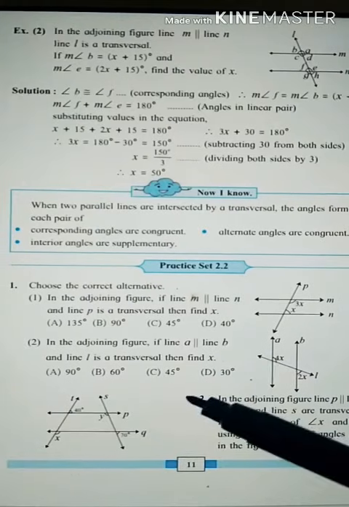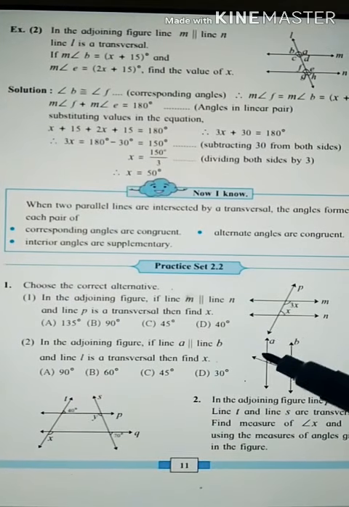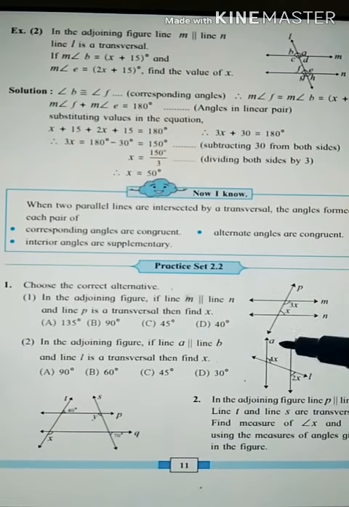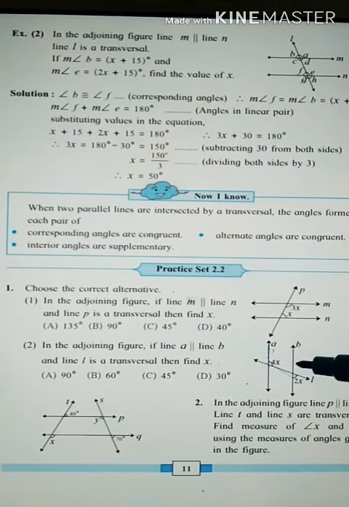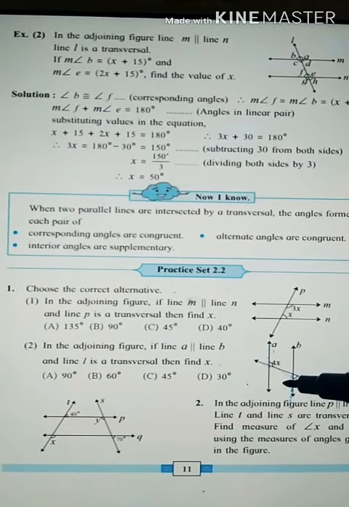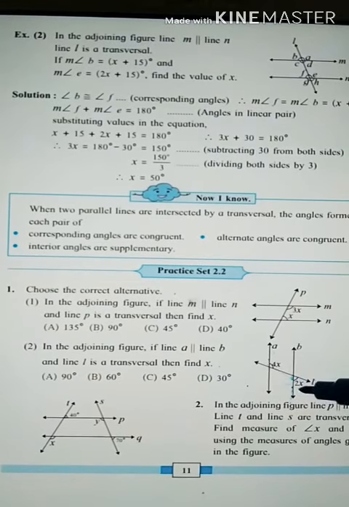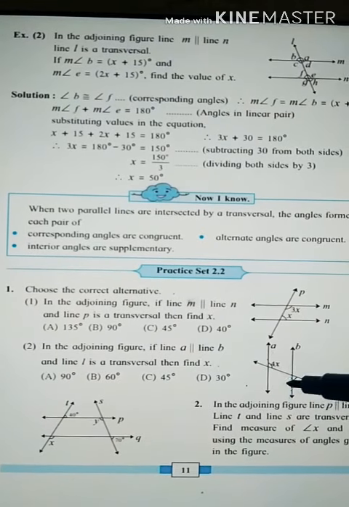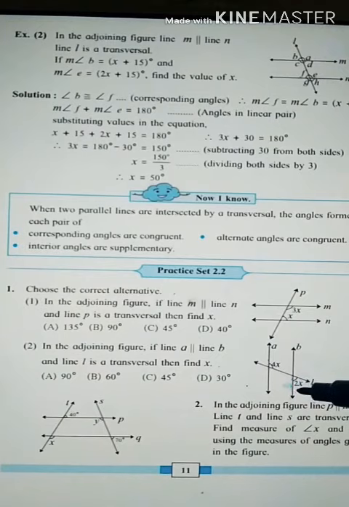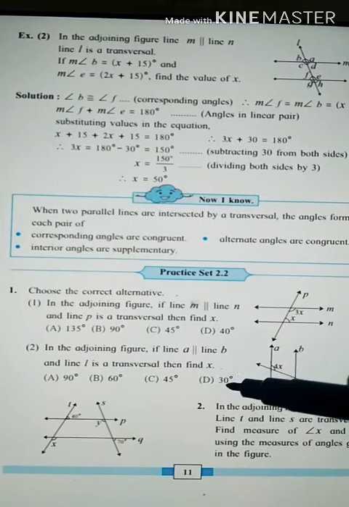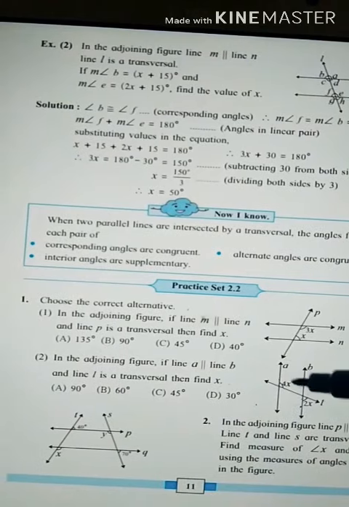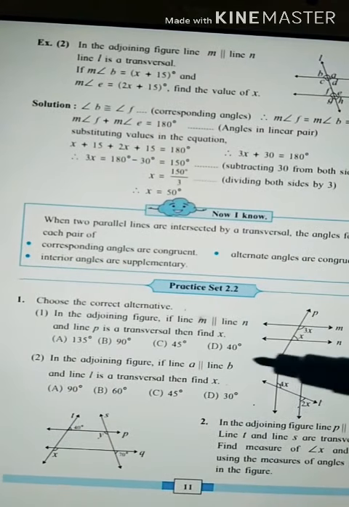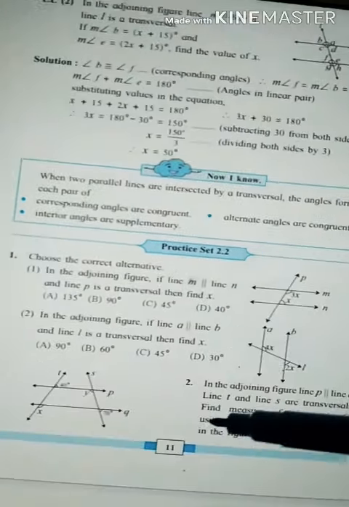Understood? Now you could have done the same sum by using alternate angles also. As you can see, this is 4x. So the alternate angle means this will also be 4x. Then again 4x and 2x both make a linear pair. So again you can use that linear pair and find out the answer. You will get x as 30 degrees only, whichever method you are using. Okay. Now let us solve the second main question.